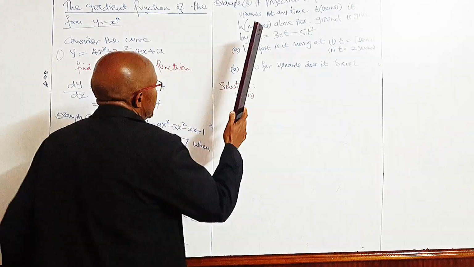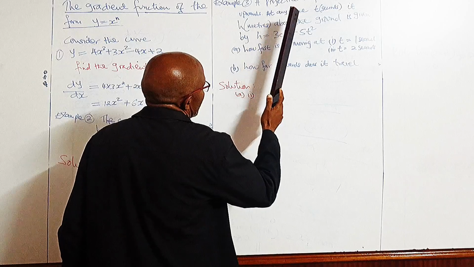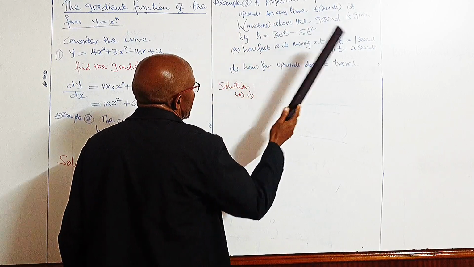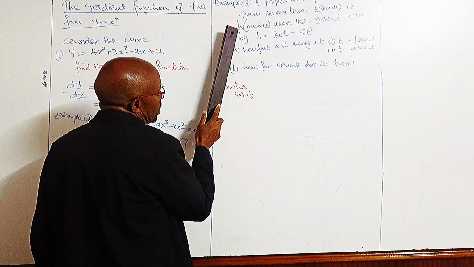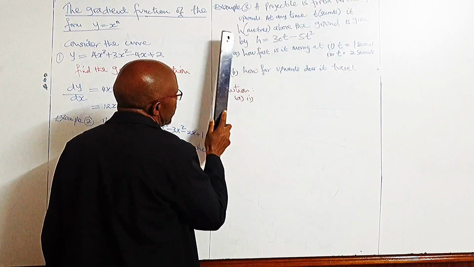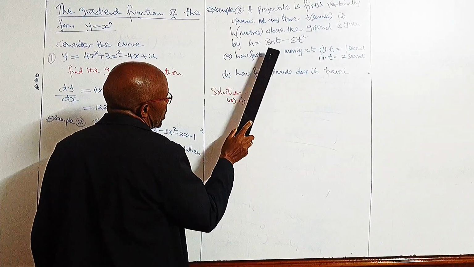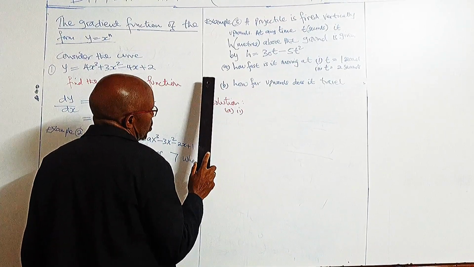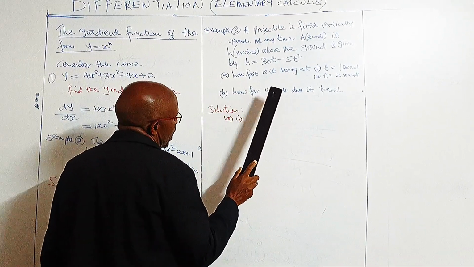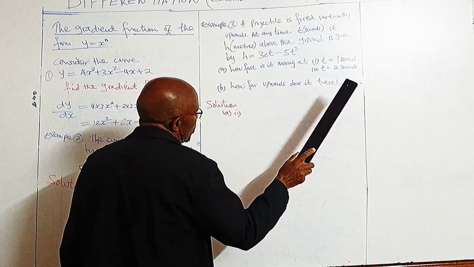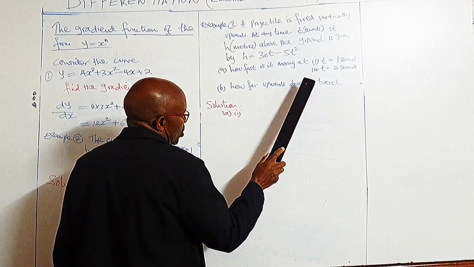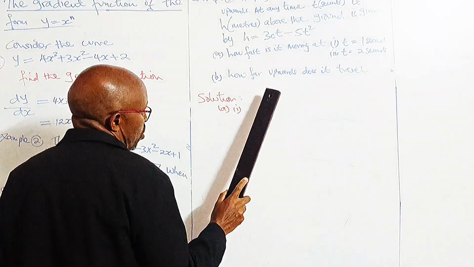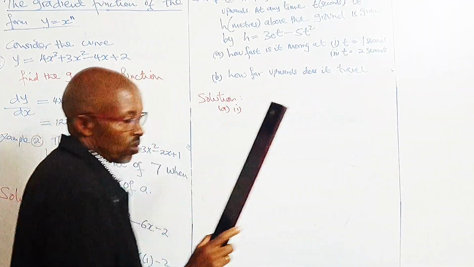Example 3. A projectile is fired vertically upwards. At any time t seconds, its height in meters above the ground is given by h is equal to 30t minus 5t squared. The first question you ask: how fast is it moving at (1) t is equal to 1 second, (2) t is equal to 2 seconds. And then part B, how far upwards does it travel?